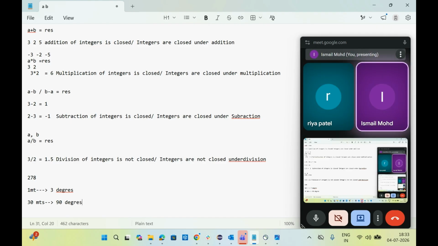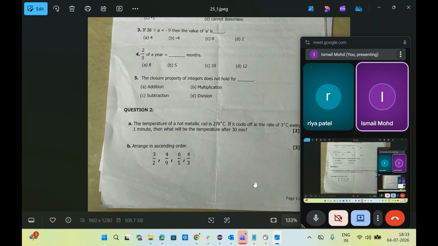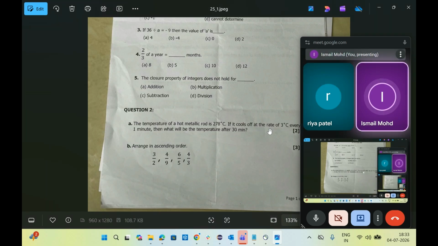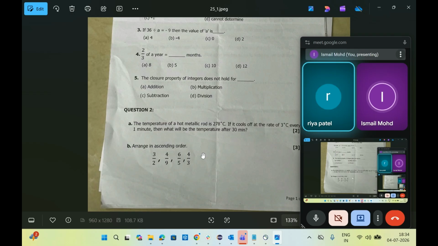90 degrees it reduces. But what is the original, 278? Now after 30 minutes, what will it be? 278 minus 90. This is nothing but 188. So that is the answer. Okay, sir. After every 1 minute, 3 degrees it reduces. After 30 minutes, it reduces 90 degrees. So the answer is 278 minus 90, 188.